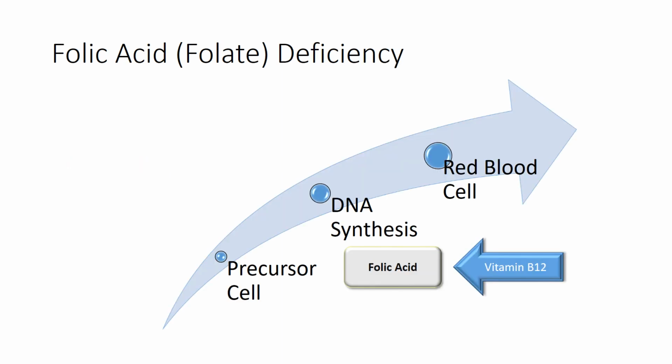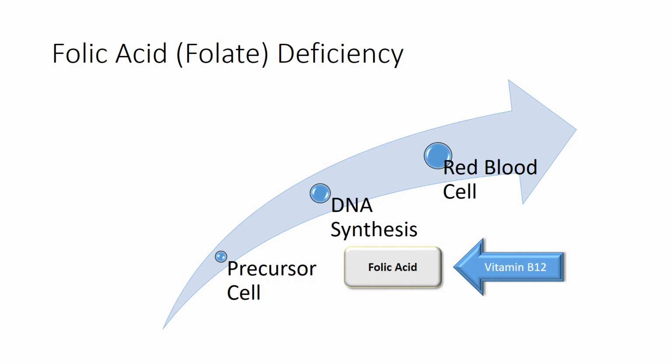Let's review what folic acid has to do with red blood cell production. Folic acid is needed for DNA synthesis, which is necessary for the production of red blood cells. One of the vitamin B12's functions is to activate the enzymes that help folic acid move into the cell so the DNA synthesis can occur.